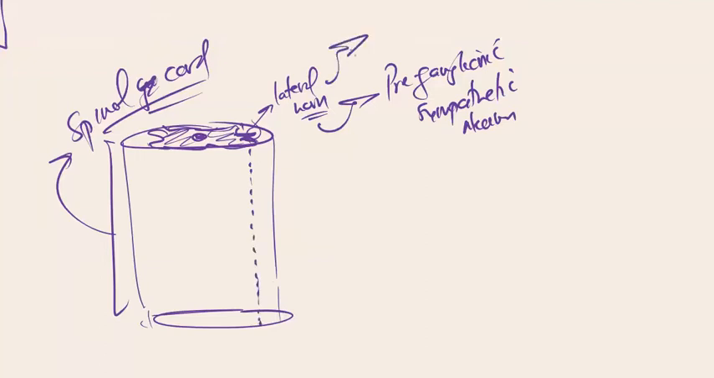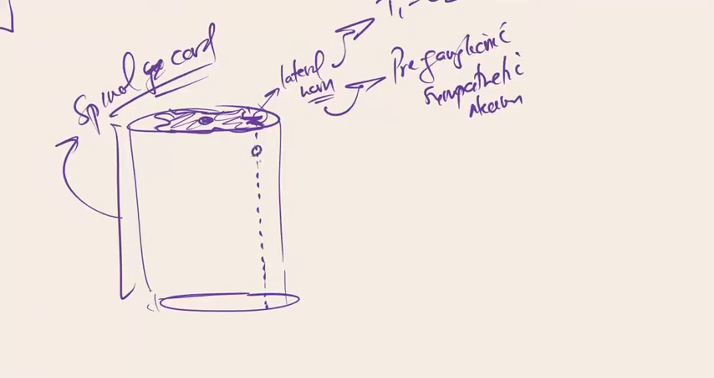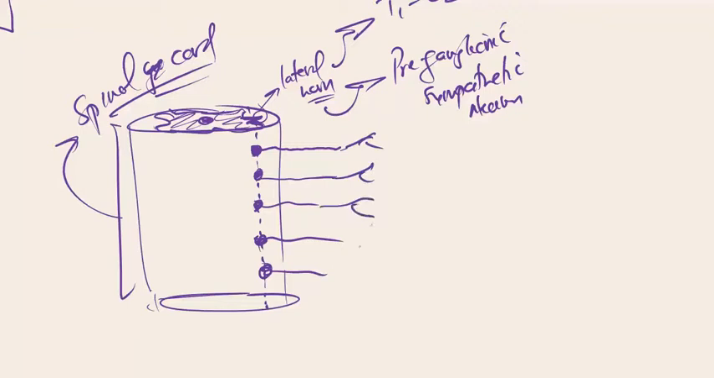Okay, so within this lateral horn, T1 to L2, you're going to have neurons at different levels, right? These neurons are going to send off axons, and these axons can synapse, depending on the level that you're on, onto the lateral cell column. So right here. One second.